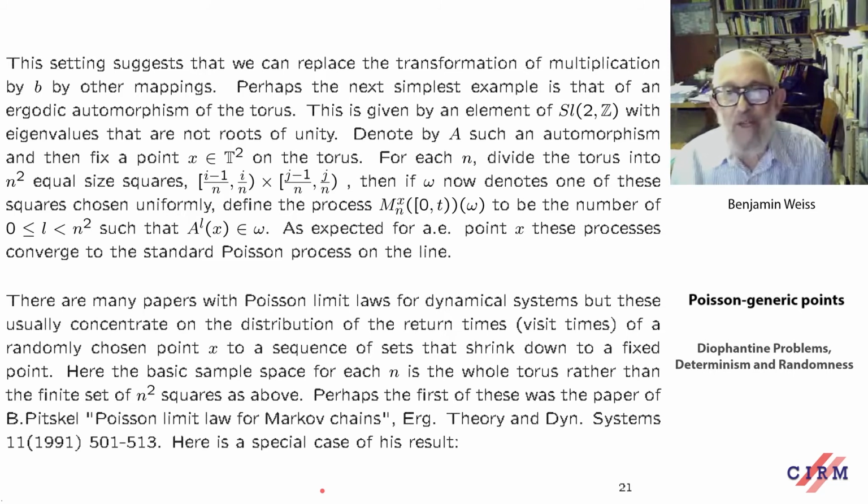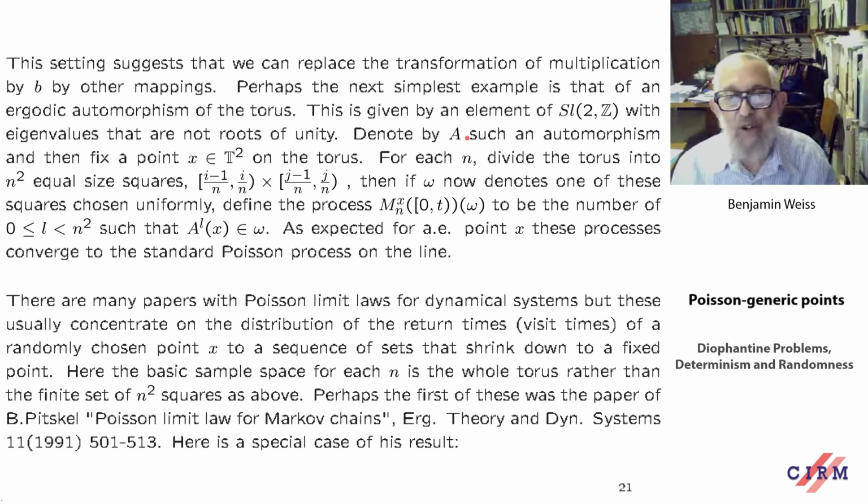The simplest example of a measure-preserving transformation is probably rotation by alpha on the circle. But if you want to get some randomness, you really need to go to the torus if you want an invertible transformation. And the simplest example is an ergodic automorphism of the torus. This is given by an element of SL2Z. This is just a 2x2 integer valued matrix with determinant 1 with eigenvalues that are not roots of unity. You need this in order to ensure that you have hyperbolic behavior. Otherwise, you have some periodicity. It's not an interesting transformation.